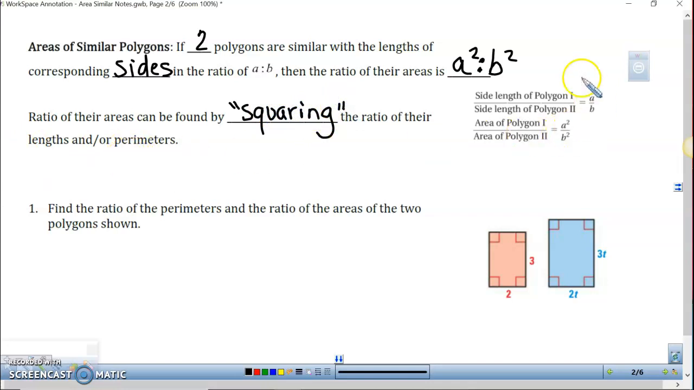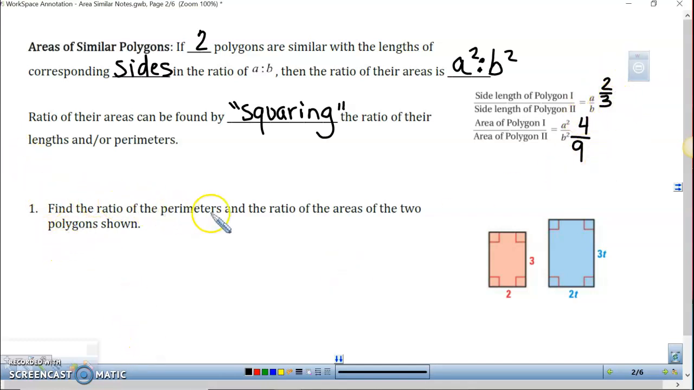lengths or perimeters. So this kind of shows you, and again, if we were to use that first one as an example, it had a ratio of 2 to 3, then that would mean if we were to find the actual areas and reduce them, we would get 4 to 9, because if we square 2, we get 4. If we square 3, we get 9.